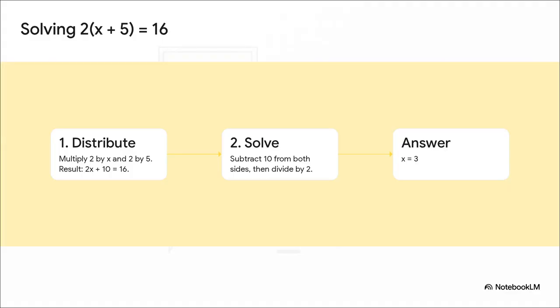So, step 1, we use our key. We distribute that 2. Imagine drawing those rainbow arrows. We do 2 times x, which gives us 2x. Then we do 2 times 5, which gives us 10. And poof, the gate is unlocked. Our new equation is 2x plus 10 equals 16. And from here, this is just a standard two-step equation. We subtract 10 from both sides, leaving 2x equals 6. Finally, we divide by 2, and bam! Our answer is x equals 3.